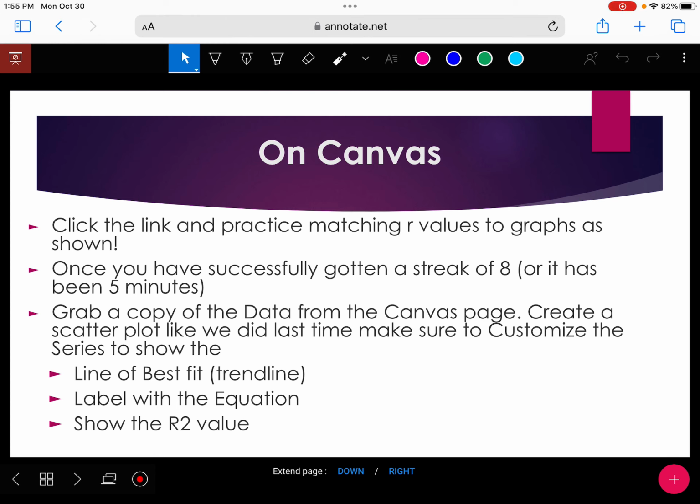Once you get 8 that are matched, go to the second link on today and try and create a line of best fit for the data set on the arm span versus height just below the link. So the data set's up there for arm span versus height, and we're going to create the line of best fit. We're going to find the R value, all that jazz.